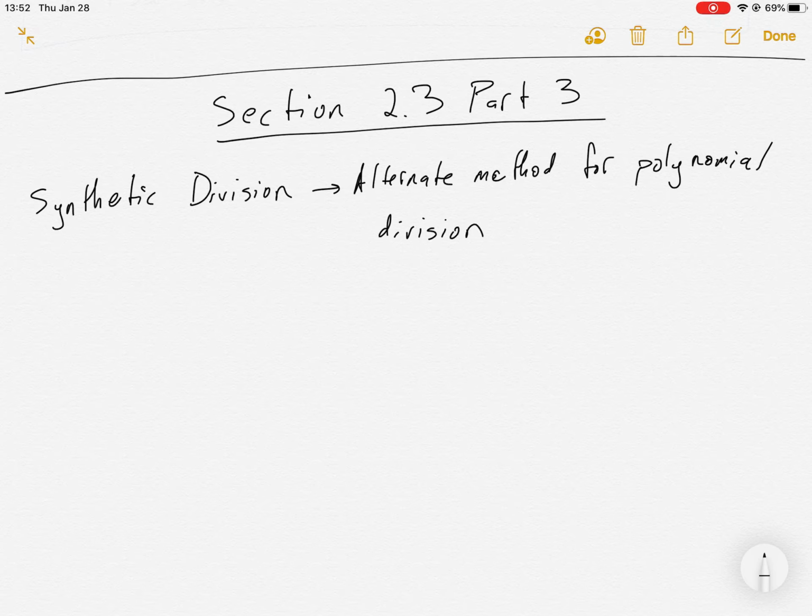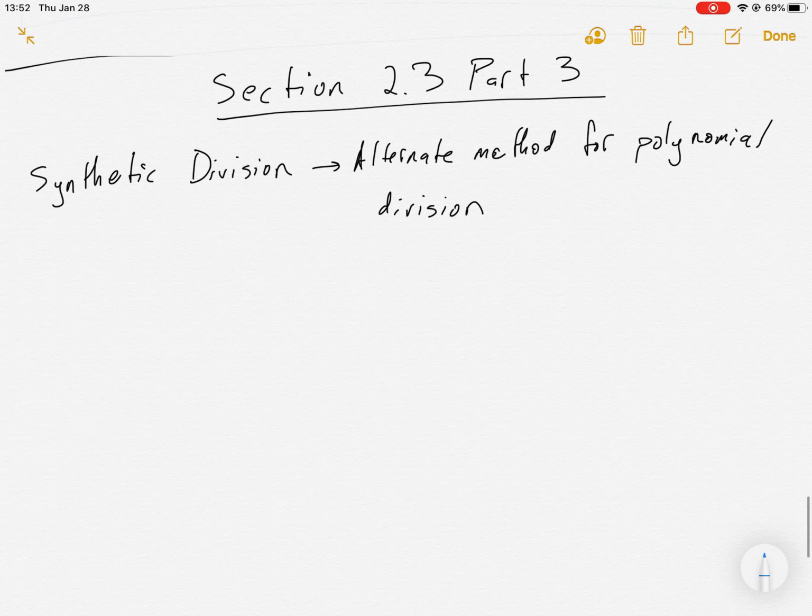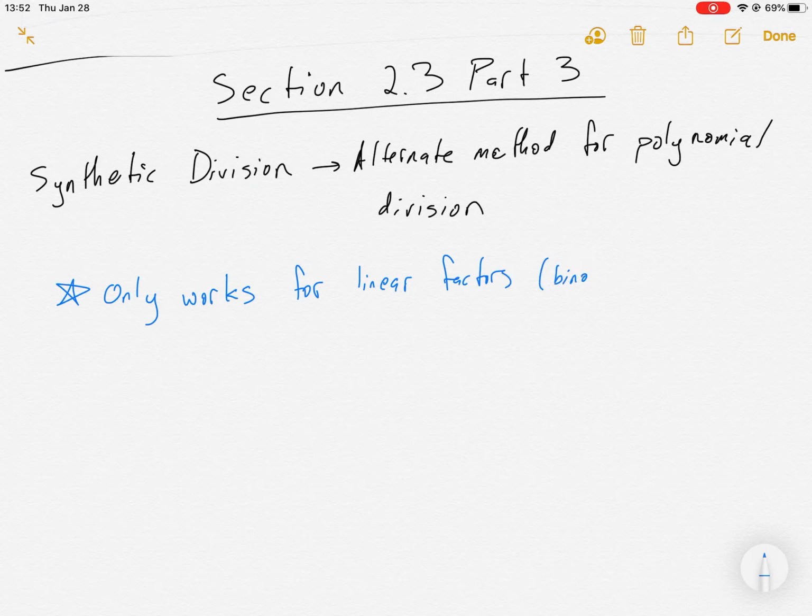Okay, so one thing that's really important to note, this should be highlighted somewhere in your notes, this only works for linear factors, aka binomials, and it technically, well, it only really works when a is 1 on the binomial. You can do it in other situations as well, but it's not super useful, I would say. So let's go ahead and take a look at what I'm talking about.